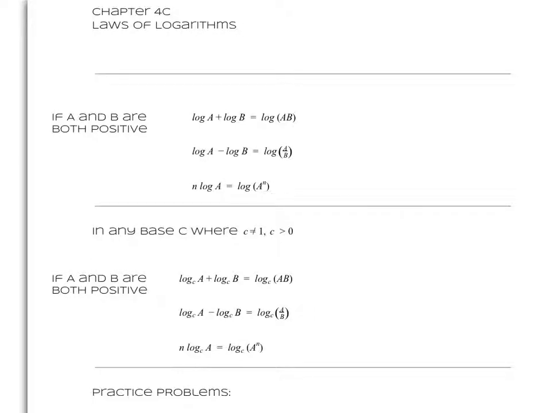So hopefully with your investigation, you got to find these laws right here. If I have two logs that are being added together, I can multiply their a and b. If I have two logs that are being subtracted from each other, I can divide their a over b. And I can always rearrange a log that's being multiplied by a number into the exponent of the log.